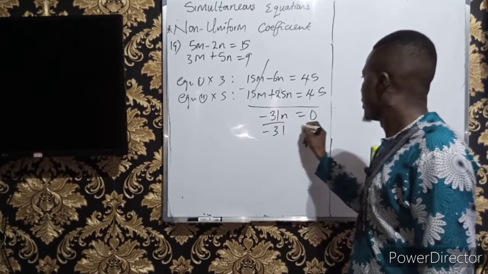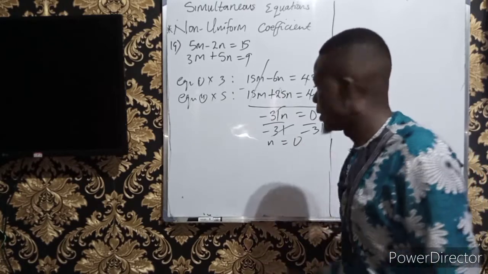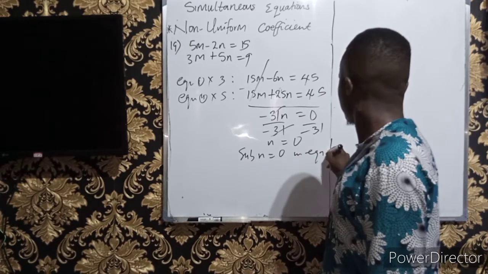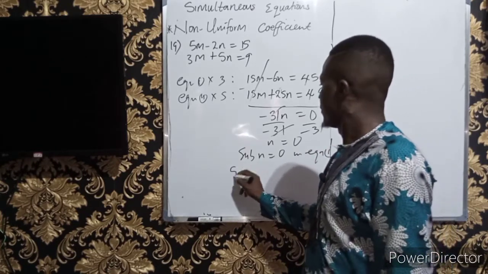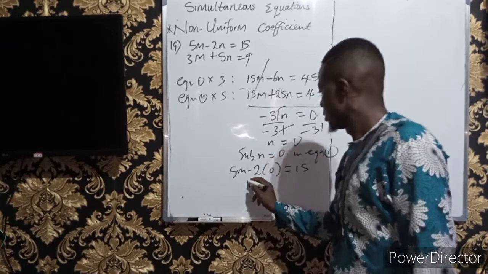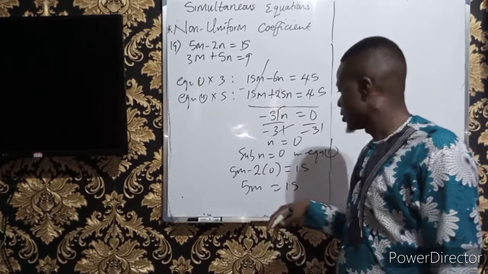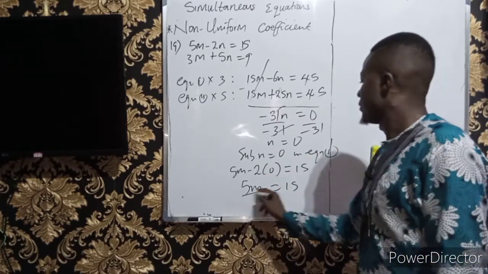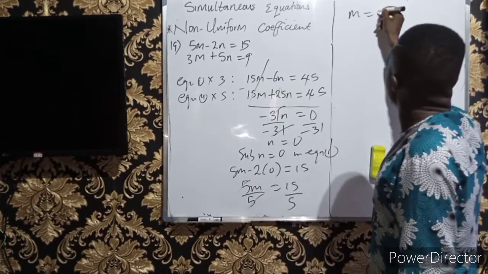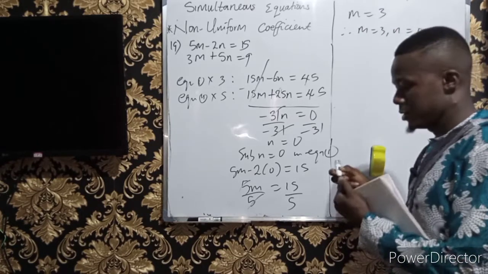Of course, when I divide here, n will give me 0. So I will look for m. I will say solve n as 0 in equation, let's say 1. So I have 5m minus 2 bracket 0 is equivalent to 15. So 5m is equal to 15 because 2 times 0 is 0. This has gone. Now divide both sides by 5 to get m. So m will give me 3. Therefore, m is 3, n is 0.